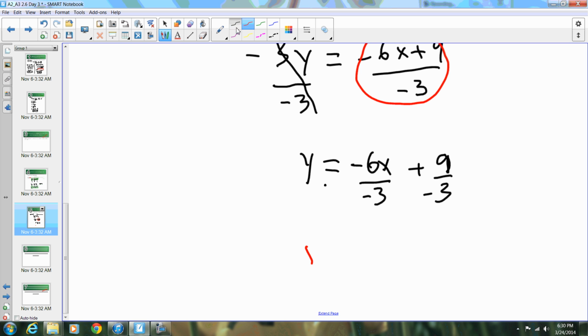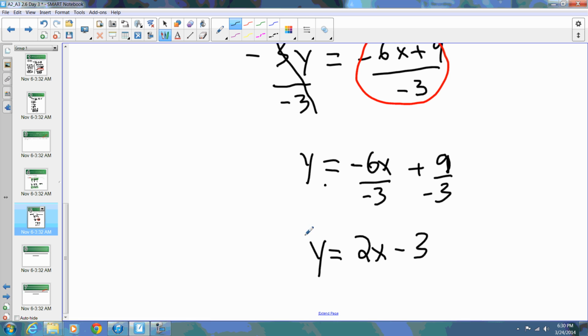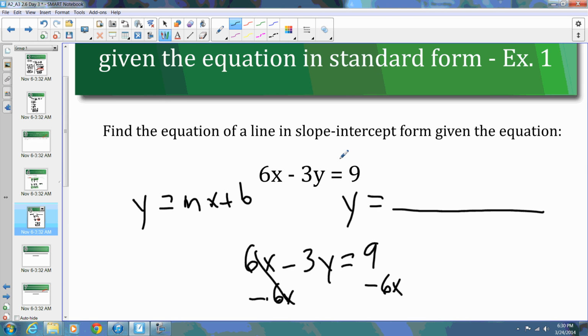Let me switch back to black ink. Okay, so what is this term now? This is y is equal to, what's negative 6 divided by negative 3? Positive 2, 2x. What is 9 divided by negative 3? That is a negative 3, 2x minus 3. Boom, I'm done.